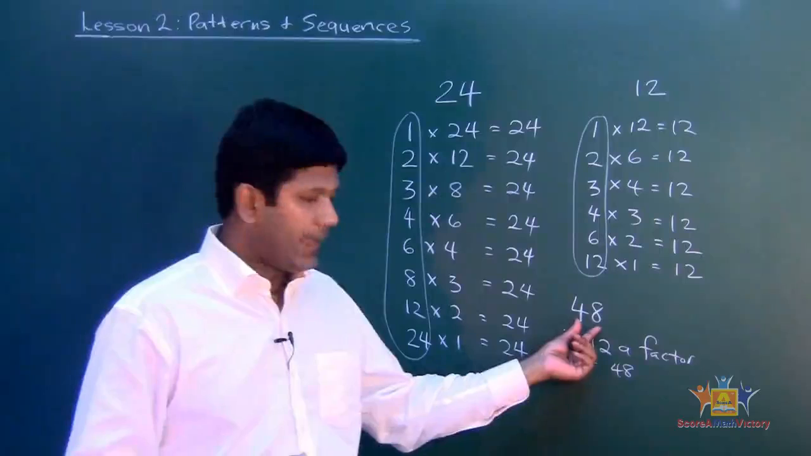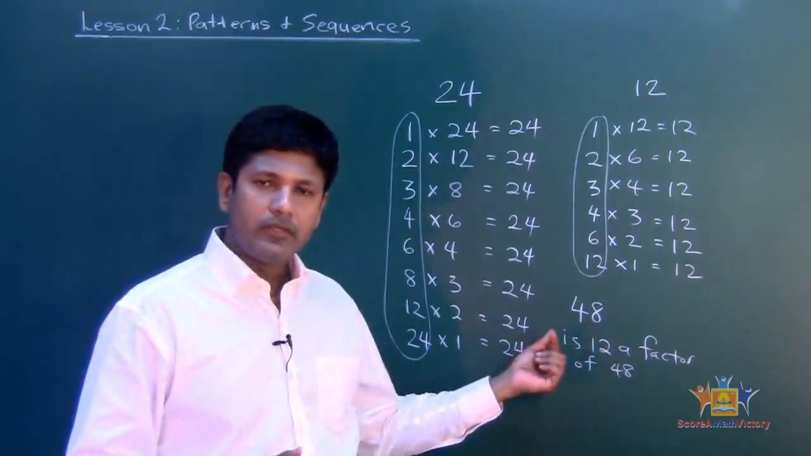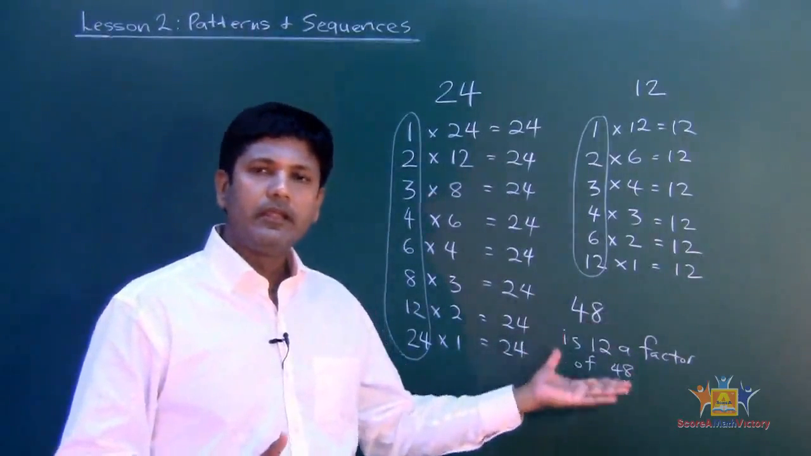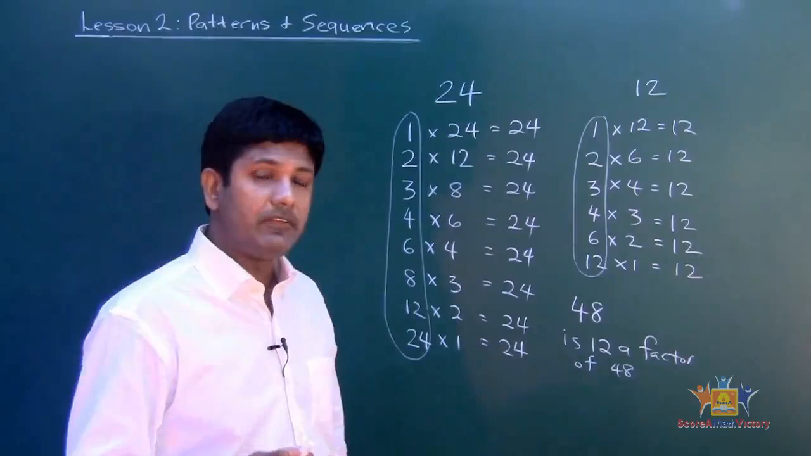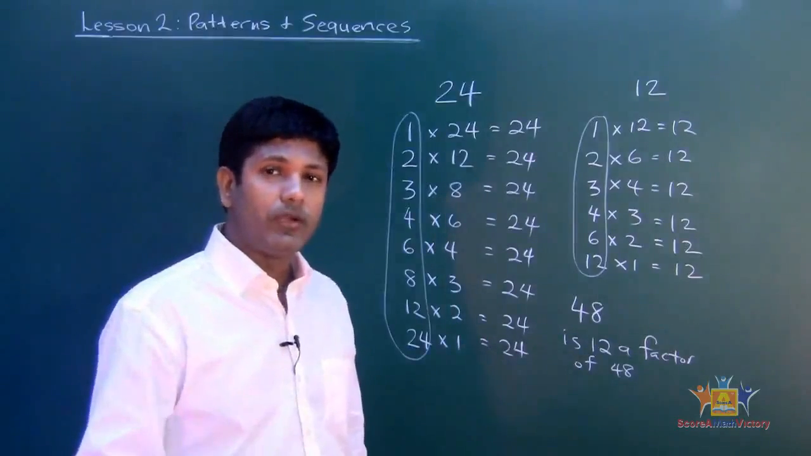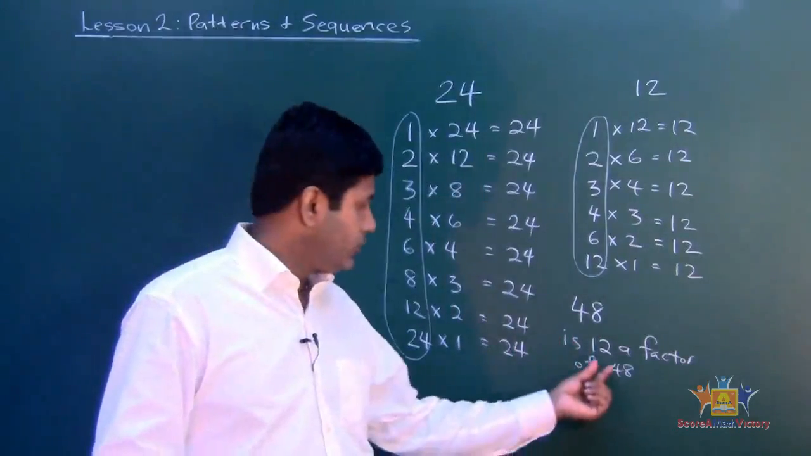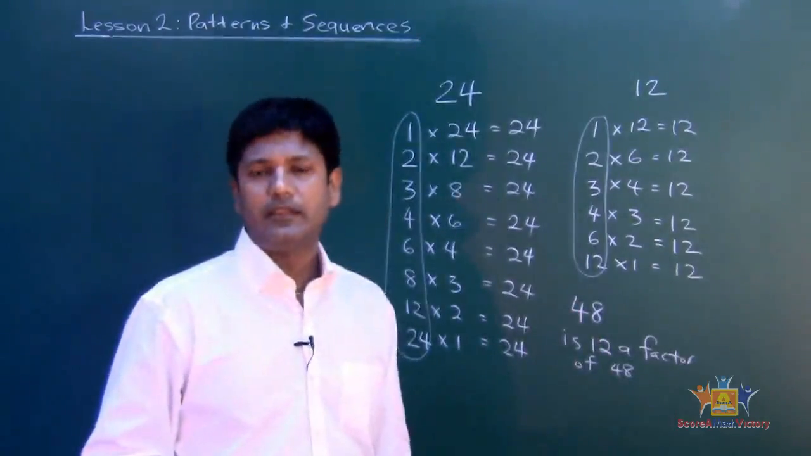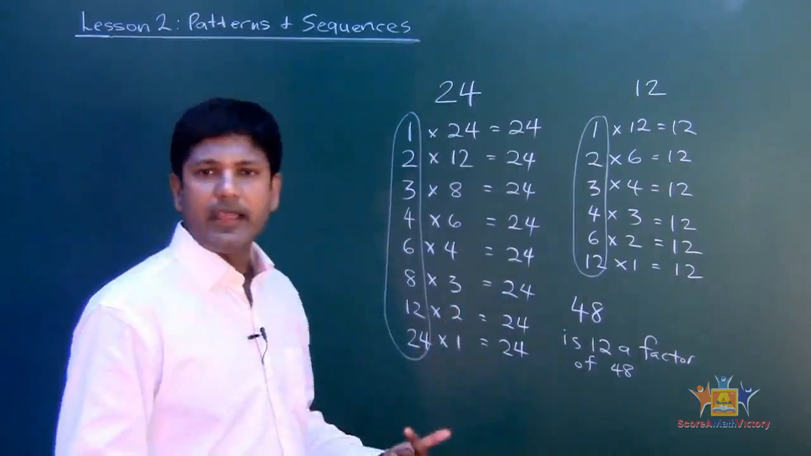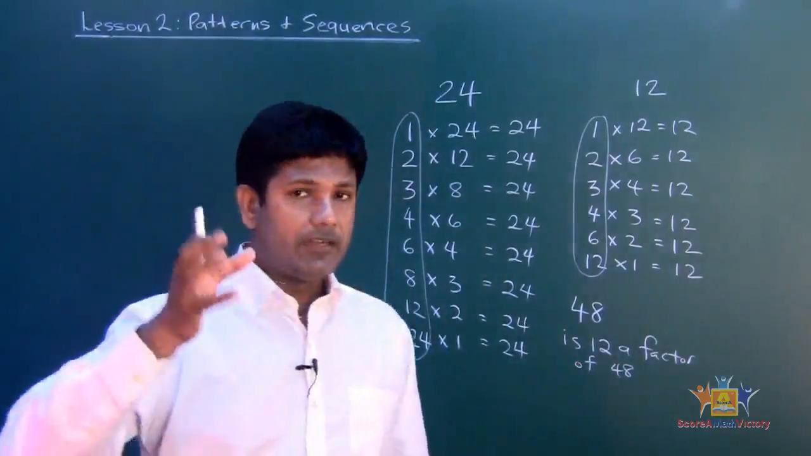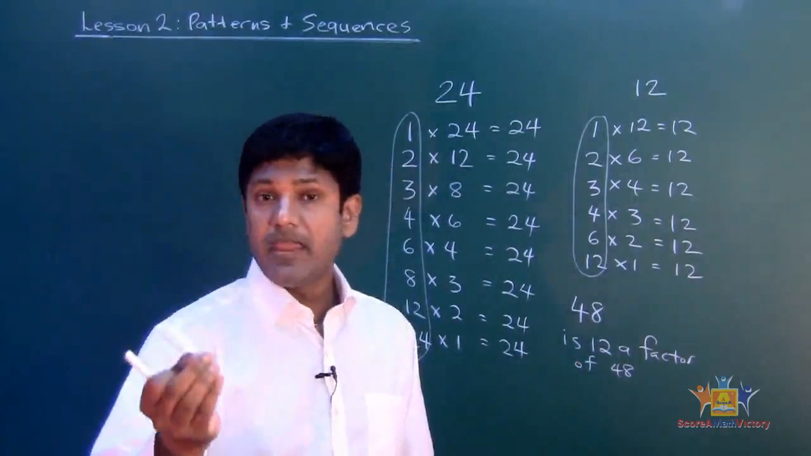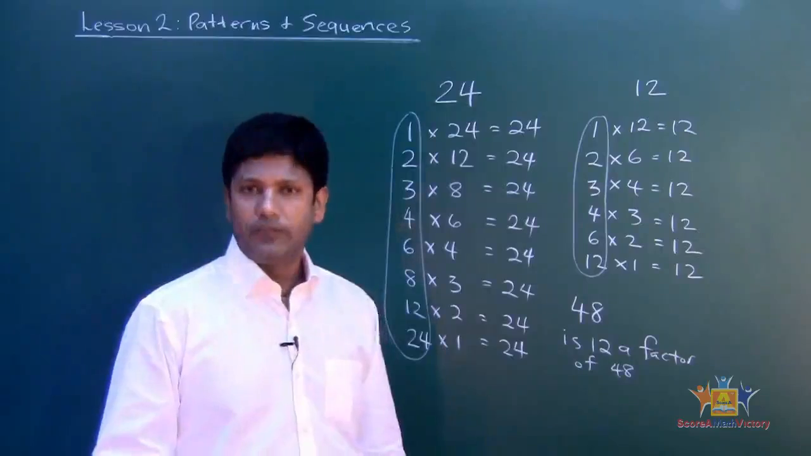So that means, can I take 12 out of this? And then the remainder will be a number that I can multiply, will still give me 48. Yes, from our timetable, 12 times 4 is what? 48. That means 12 is a factor of 48. Another way of testing it, just divide that. 48 divided by 12 should give you a round number. If it doesn't give you a round number, or there's a remainder, that means it's not a factor.